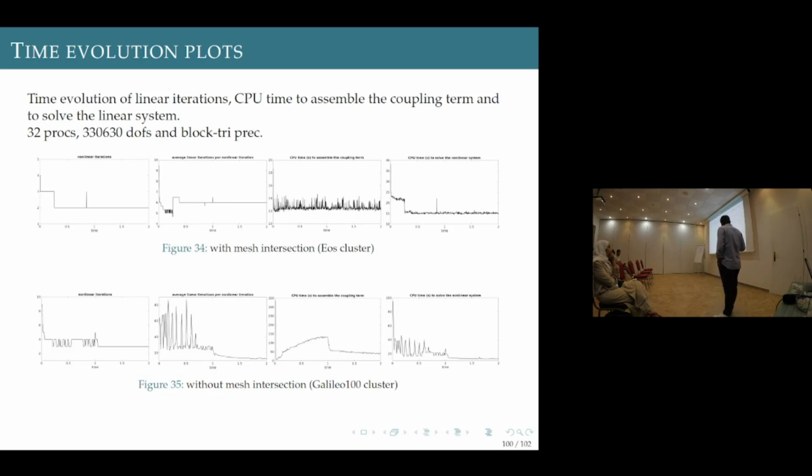Time evolution plots. I start from here, because 0, 1 is the time interval when we pull down the structure. So we can see that there is an increase of the CPU time to assemble the coupling term. Then when we release, it goes down, and the same is related when we check the average linear iterations per nonlinear iteration and the CPU time to solve the nonlinear system. We can see that in 0, 1, the method needs to work more with mesh intersection than without. And okay.